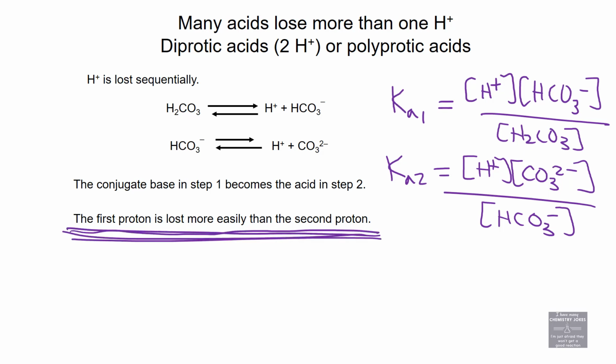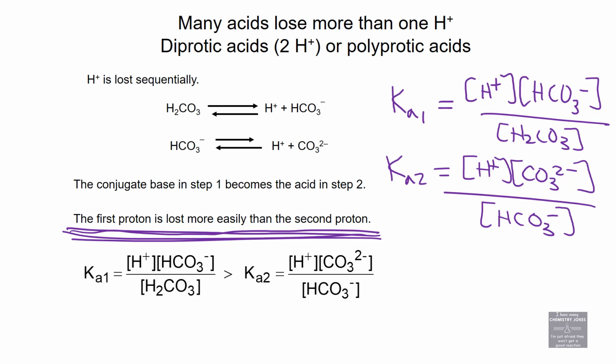The first proton is lost more easily than the second proton. What that actually means is Ka1 is always, always, always greater than Ka2, because the first proton is always lost more easily than the second. The actual numerical values for these Kas are about 10 to the negative 7 and 10 to the negative 11. That's a pretty significant difference.